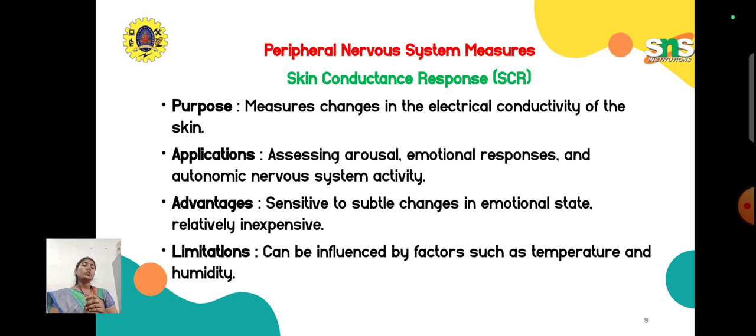And the limitation, of course it also has some limitations: it can be easily influenced by factors such as temperature and humidity. If you are in a closed room without any fan and the temperature is very high, people automatically tend to sweat. That sweat is in no way related to the emotional state of that person. So this kind of factor will influence the results of this particular technique.